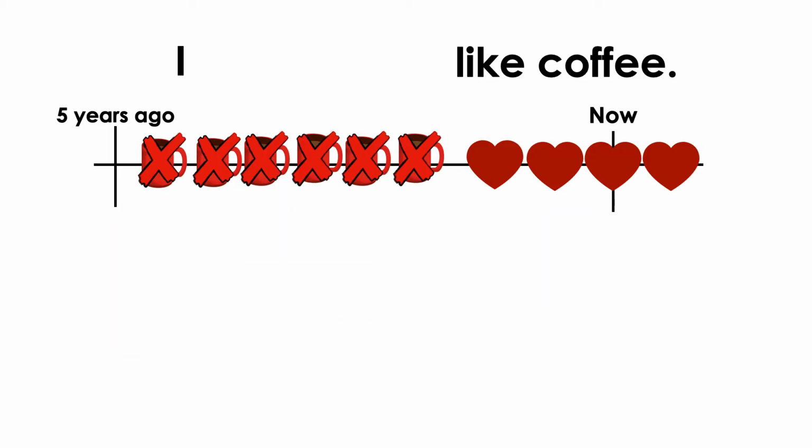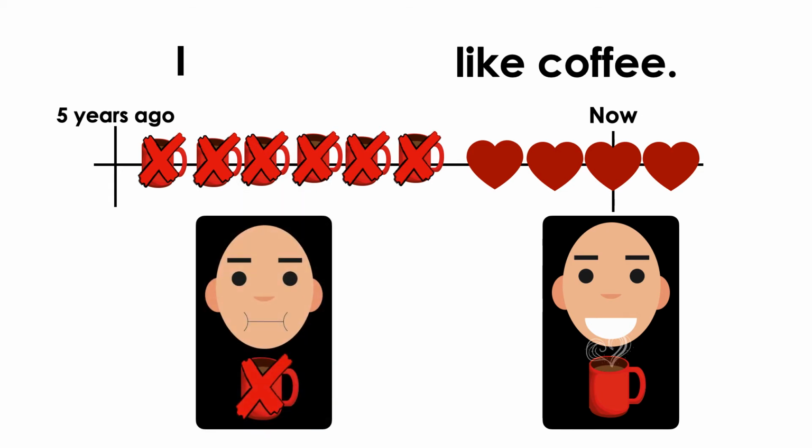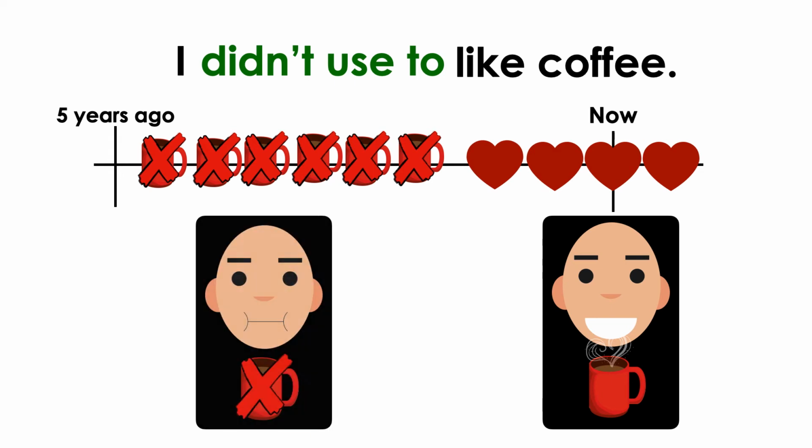Okay, here's our final example before we get to our quiz. So right now, I like coffee. But in the past, I didn't like coffee. So for these situations, we say, "I didn't used to like coffee." Is that okay? Let's double check here. So in the past, I didn't like coffee, but now I do like coffee. So for these situations, we use "I didn't used to." So here, "I didn't used to like coffee."